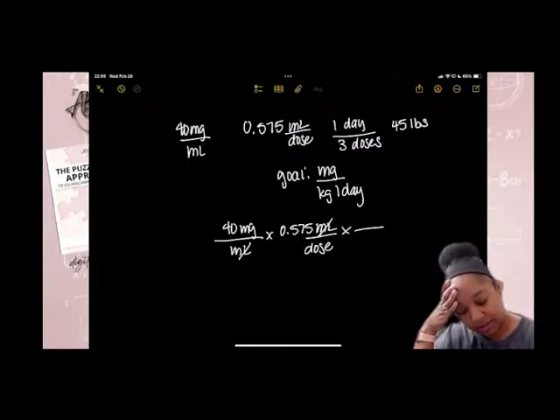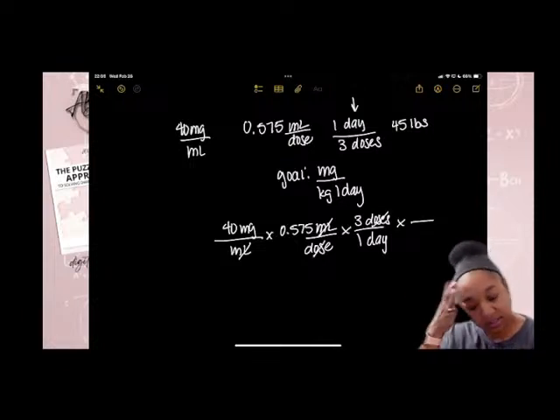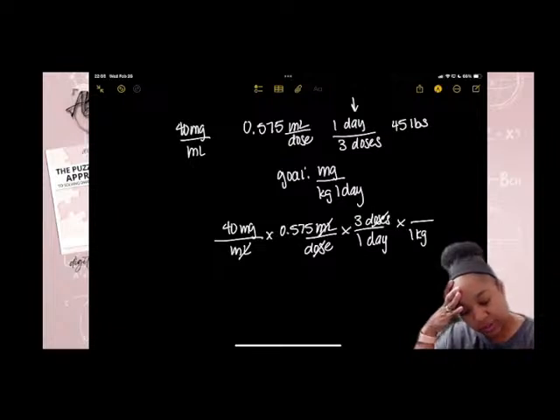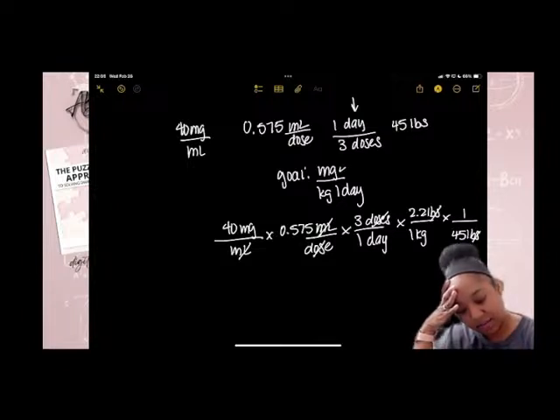Now we got dose on the bottom. We need day, right? So that's this puzzle piece. So 3 doses are in one day. Okay, boom. Now we got to have our kgs. So what's the conversion? 1 kg, 2.2 pounds times 45 pounds at the bottom to cancel out that pounds at the top. And now you have milligram per kg per day.